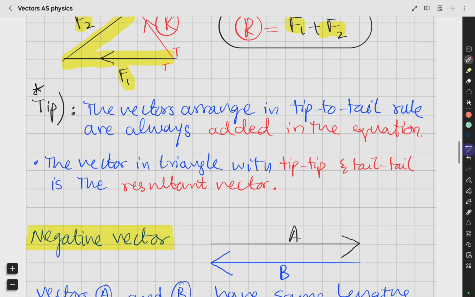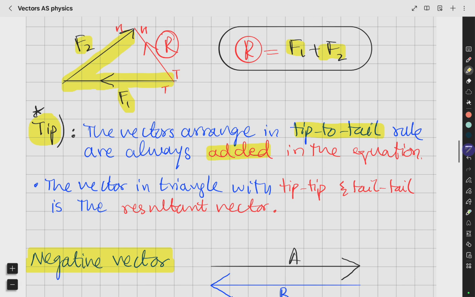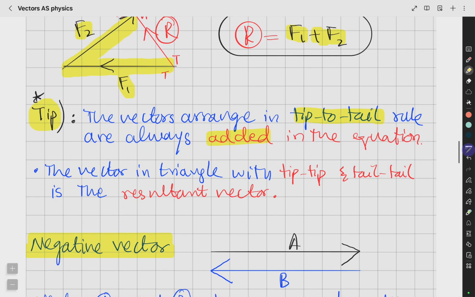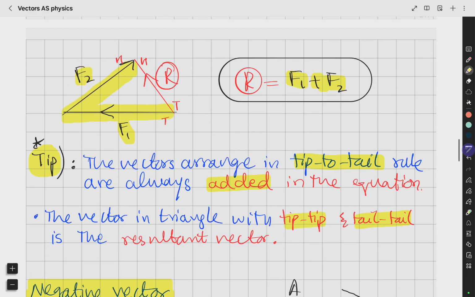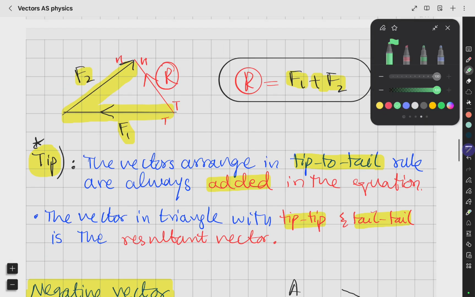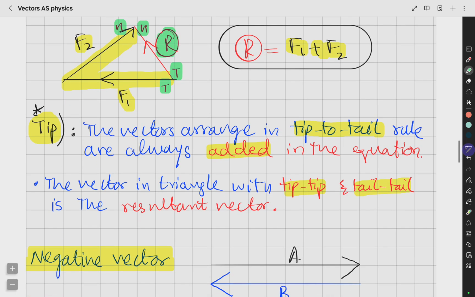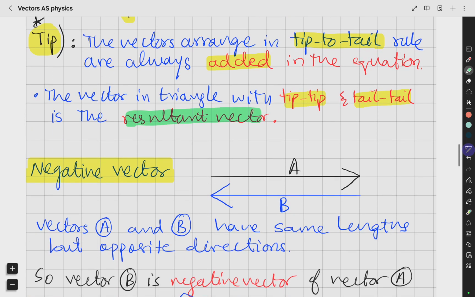So remember one thing in the vectors. The vectors arranged in tip to tail rule are always added in the equation. Whatever vectors are in head to tail rule, they are always added. There is always a plus sign between them. The vector in the triangle with tip tip and tail tail, look in the diagram, that vector is very special because it is called the resultant vector.